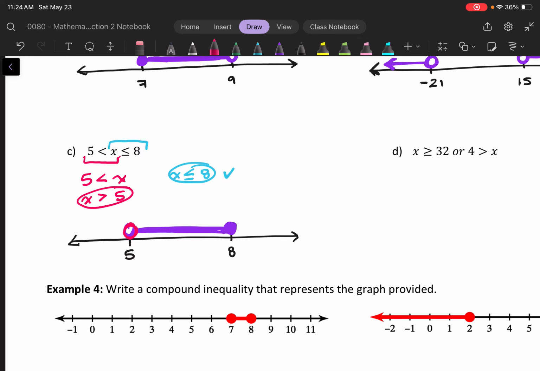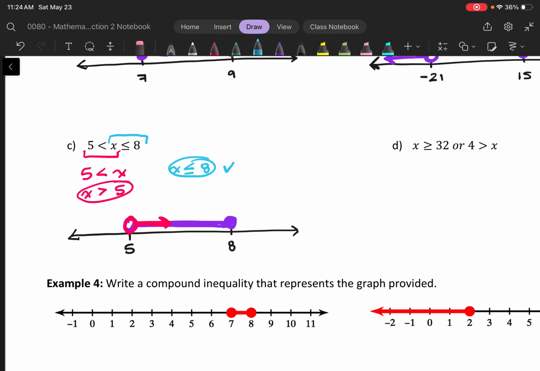So here I have my open circle at 5, my arrow going to the right. Here I have my closed circle at 8, my arrow going to the left. And I will notice that I end up with the same answer. I'm going to connect those 2 endpoints together.